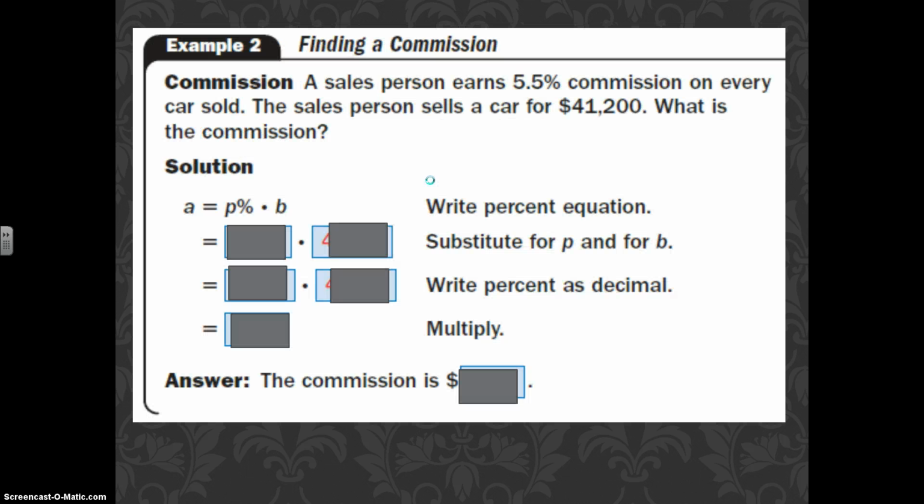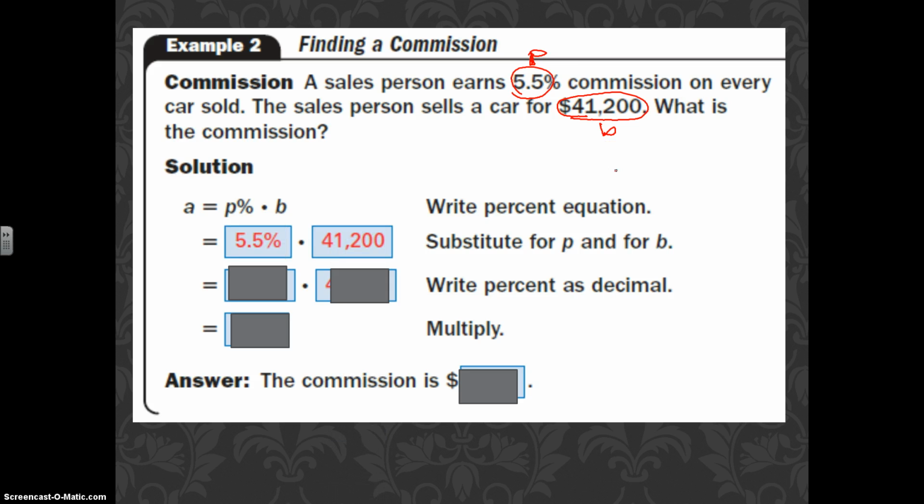In example 2, we're going to find a commission. A salesperson earns a 5.5% commission on every car sold. Now, obviously, that's your P. Commission is how much they make off of selling a car or an item to a person. The salesperson sells a car for $41,200. What is the commission? Well, obviously commission is not going to be as high as $41,200. That is your base.